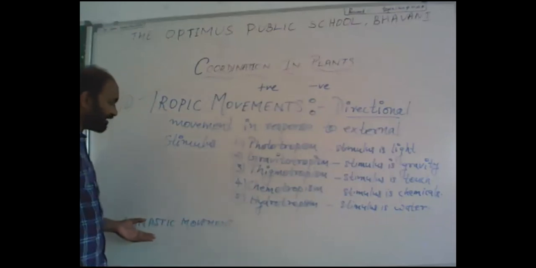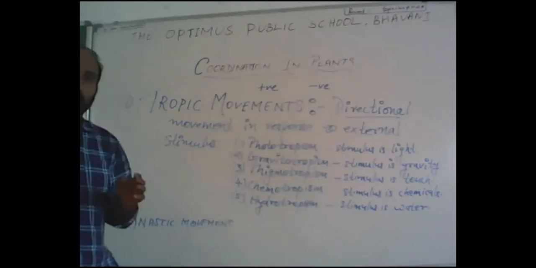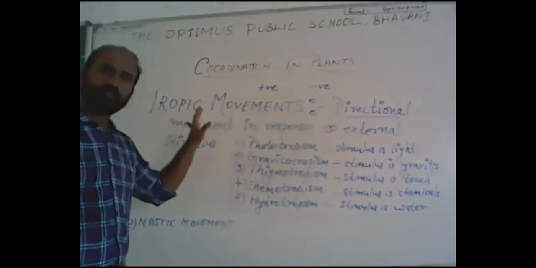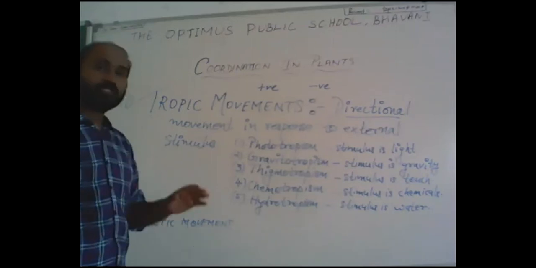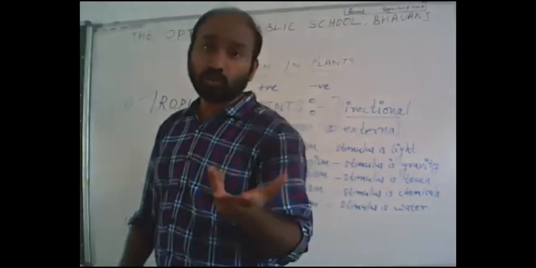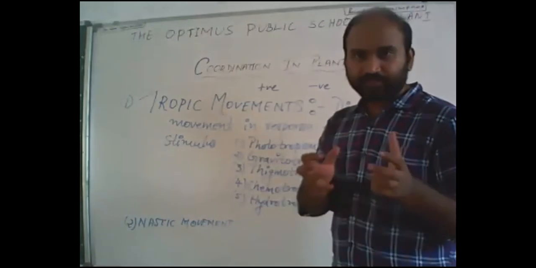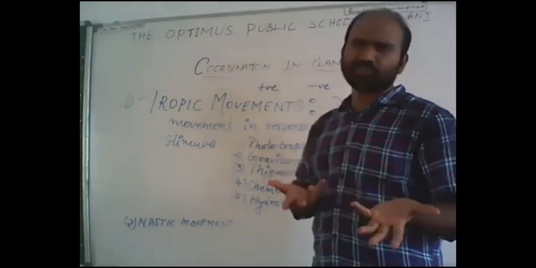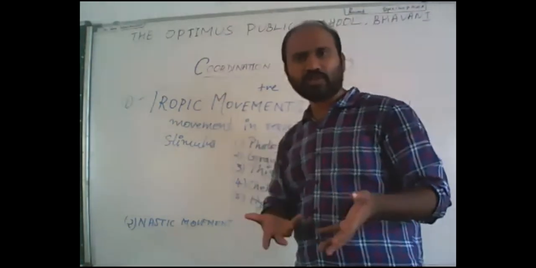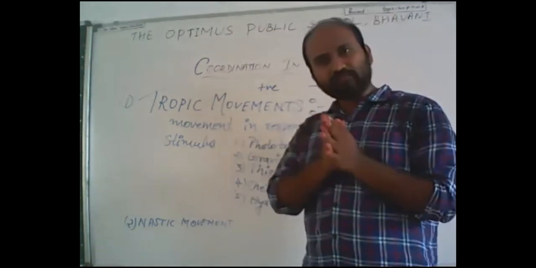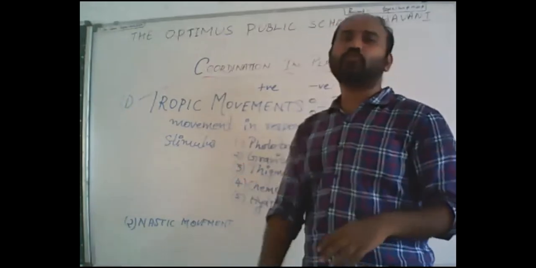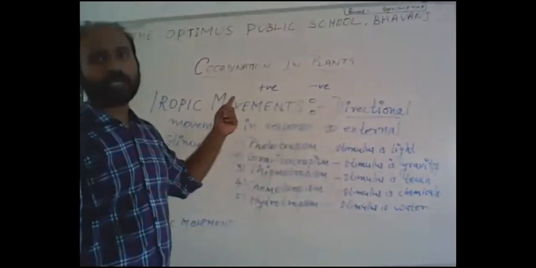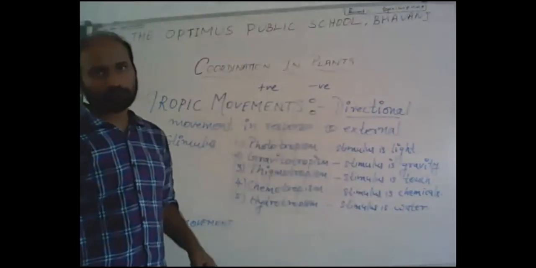Now there's another movement called nastic movement. Nastic movement is not related to direction. That's the only difference. Tropic movement is related to direction. Nastic movement is not. Nastic movements, I told you, the touch-me-not plant. It will shrink. It shrinks, right? There, it is not related to direction, towards the stimulus or away from the stimulus. No, it's not related. Venus flytrap, same thing. These types of movements are called nastic movements. So tropic movement and nastic movement. Hope you understood.